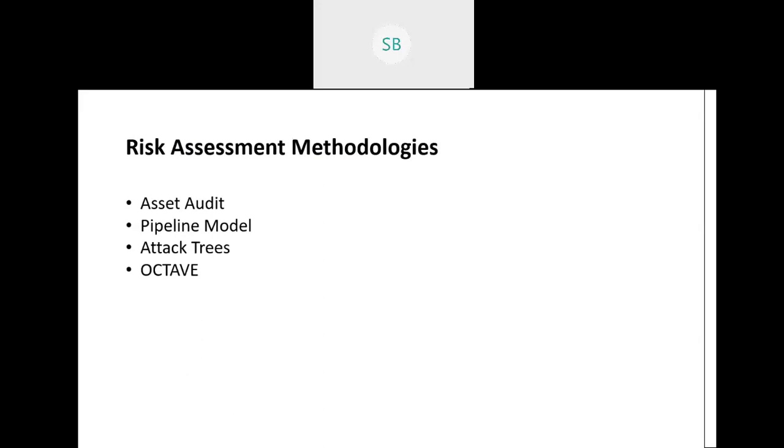Now we don't have to know about the OCTAVE. You can just have an idea of what the acronym for this OCTAVE is. It is Operational Critical Threat, Asset and Vulnerability. Okay, that is the full form for this OCTAVE: Operational Critical Threat, Asset and Vulnerability.